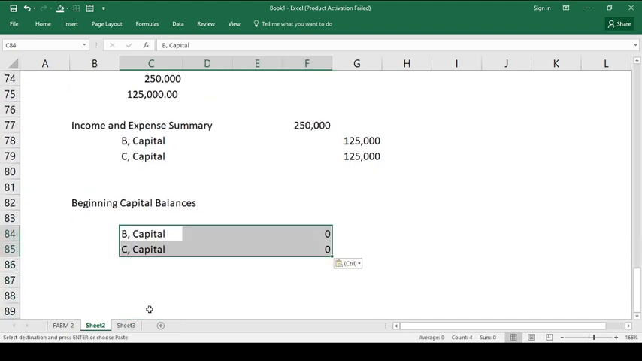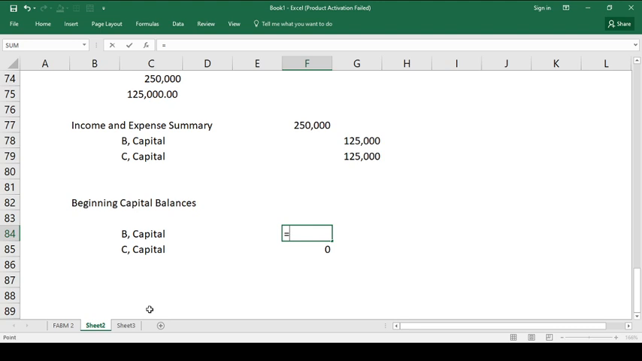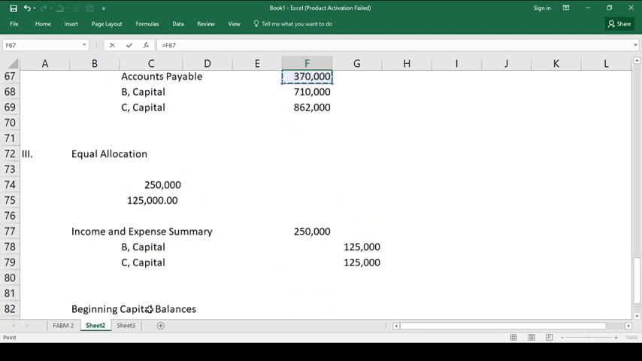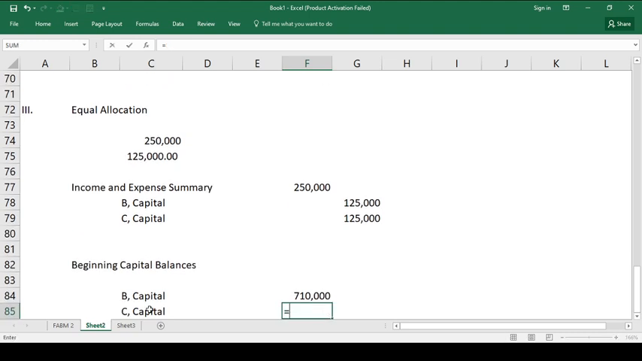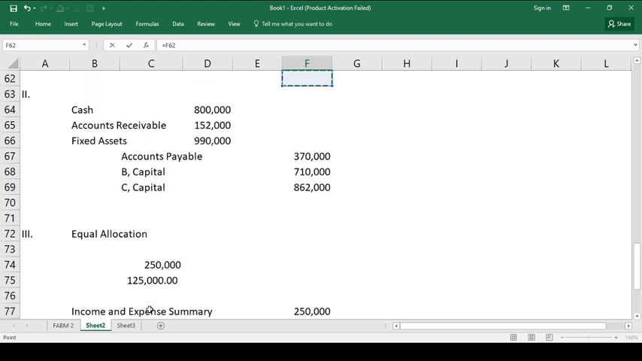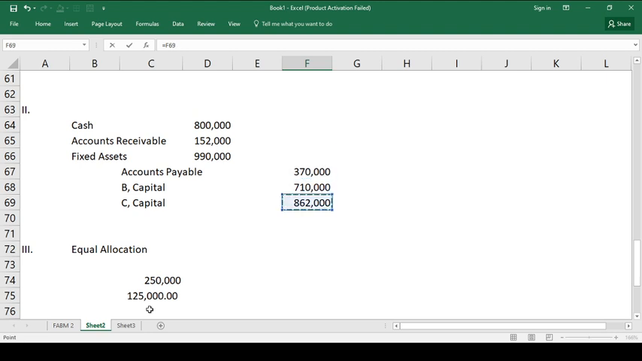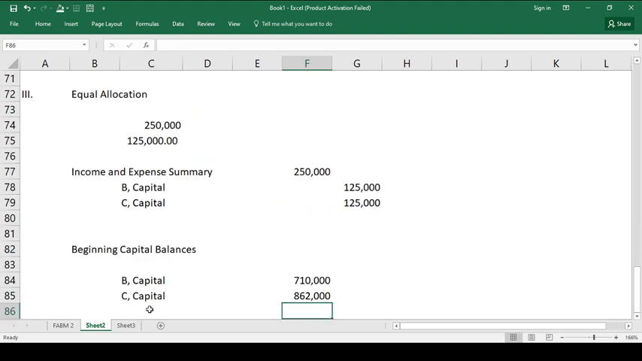So, that is the beginning capital balances. We have 710 and 862. So, how I'm going to allocate that using that beginning capital balances? Obviously, we are going to prepare a ratio in this case. So, what is the total capital? Kunin natin yung total capital natin. Total capital, that is very simple. We need just to add 710 and 862.